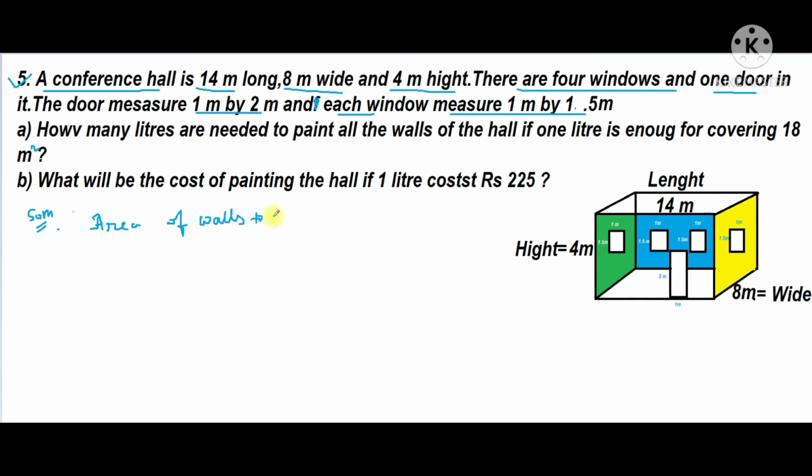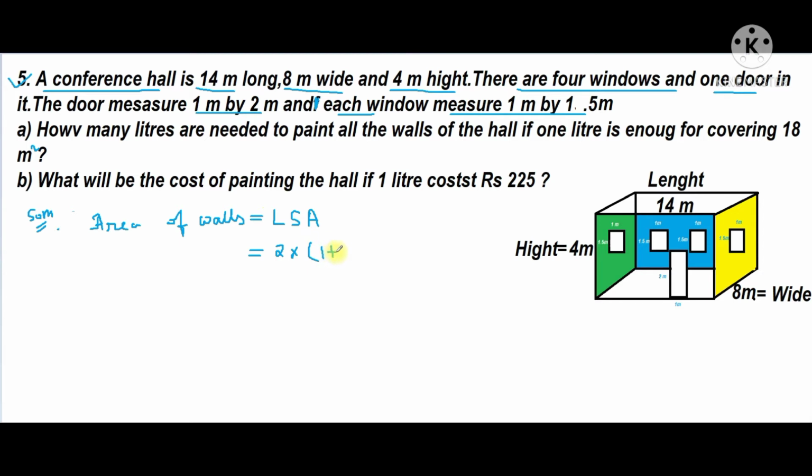So area of walls equals, we need to find the area of these four sides, right? So we'll use the lateral surface area, LSA. This hall is cuboid shaped, right? So the lateral surface area of a cuboid will be like that.